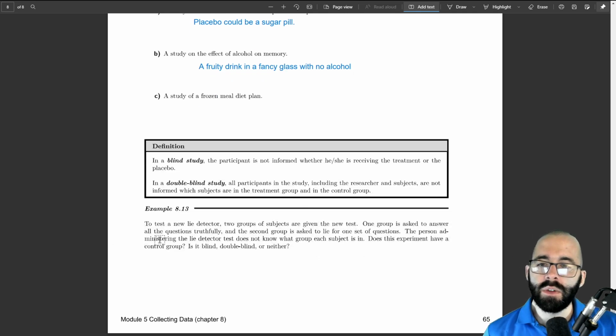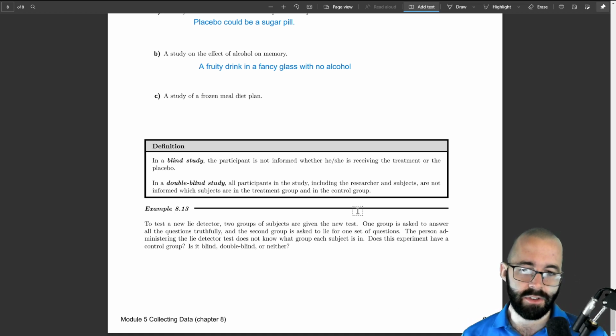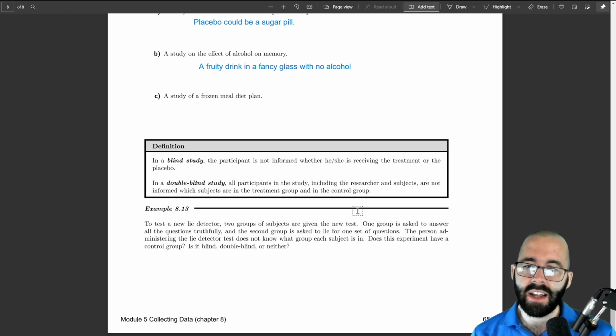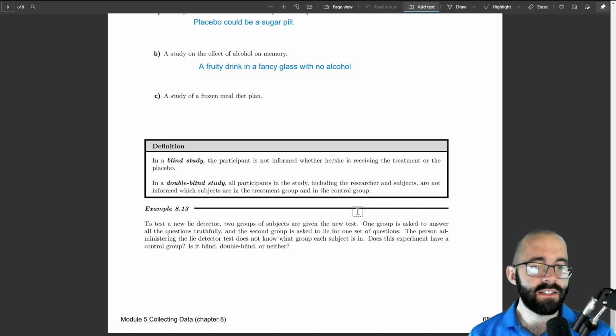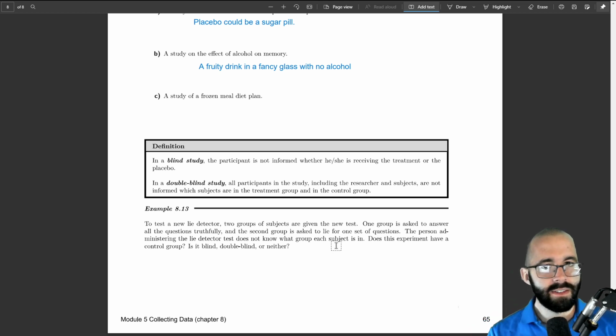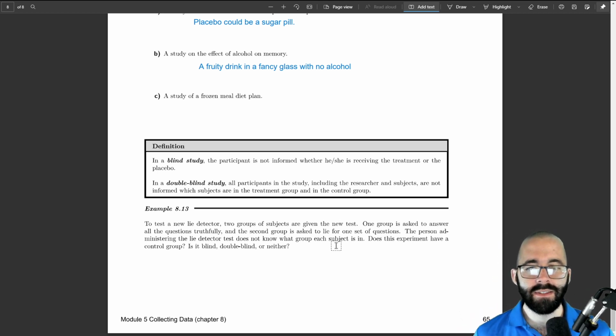Okay. So we're looking at a new lie detector, and two groups of subjects are given the new lie detector test. One group is asked to answer all the questions truthfully, and the second group is asked to lie for one set of questions. The person administering the lie detector test does not know which group each subject is in. So they don't know.